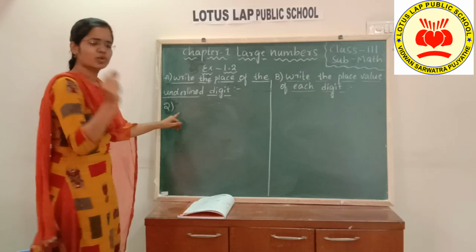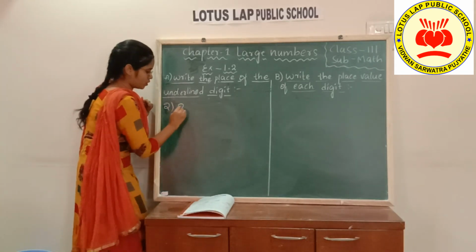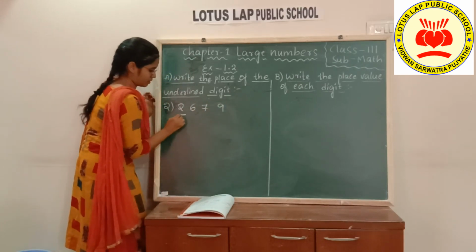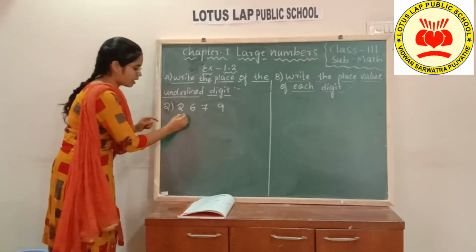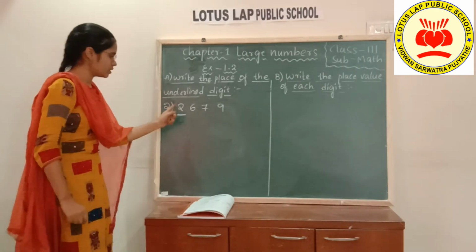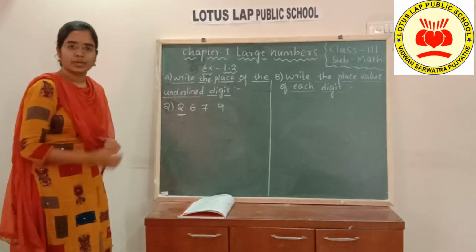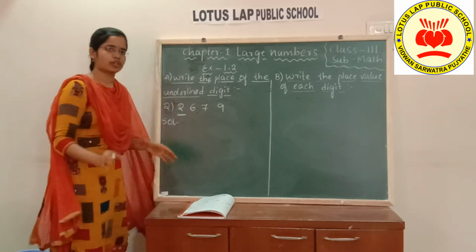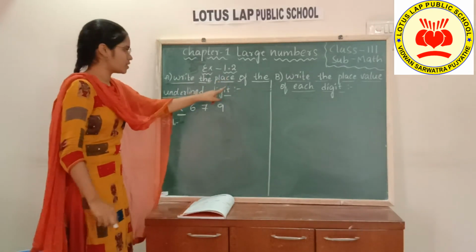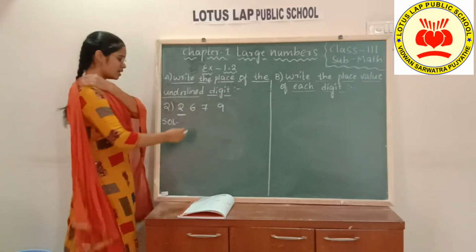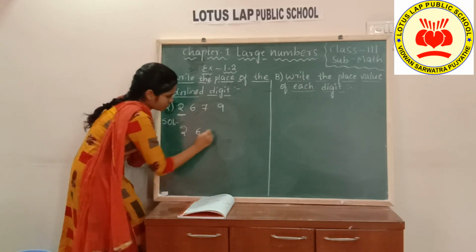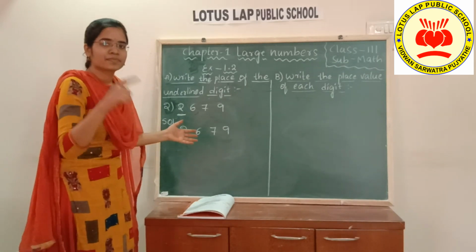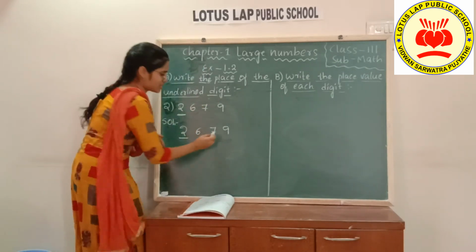Next, one more simple problem we shall see: 2, 6, 7, 9. Here in the question, the underlined number is 2. Now the solution. You need to follow the same procedure for every number, but you need to check whether the question is about place or place value. Now, next, what do we need to do? Yes, we need to arrange the places.